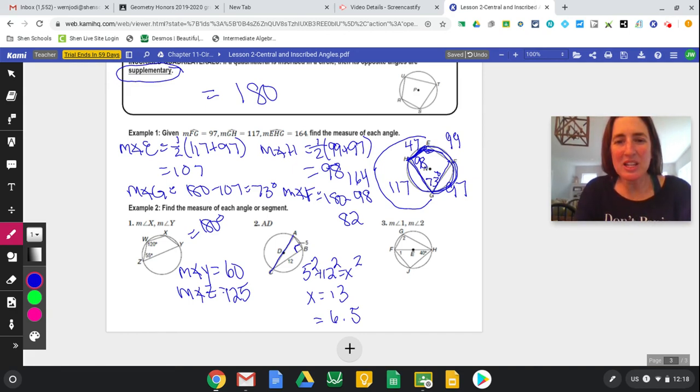I know this guy is 40. This guy is 90 because see in this triangle here, this is going to a diameter. So that's got to be a 90-degree angle. That means the measure of angle 1 has to be 50. And number 2 is super easy. That's got to go to a right angle, so that's 90.